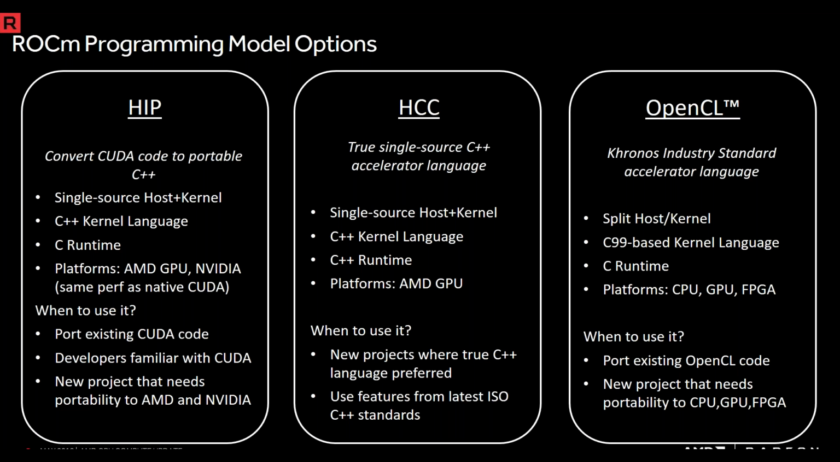The second language which we support is called HCC, Heterogeneous C++ Compiler. It's again a single source, host plus kernel language. Actually, HIP converts that to HCC. You may be aware that the C++ and OpenMP standards are also enabling GPU compute. The latest C++17 and C++20 standards have GPU support. So we have the compiler which supports those constructs in C++, which runs on the AMD GPU. So that's HCC. We'll talk a little more on that.